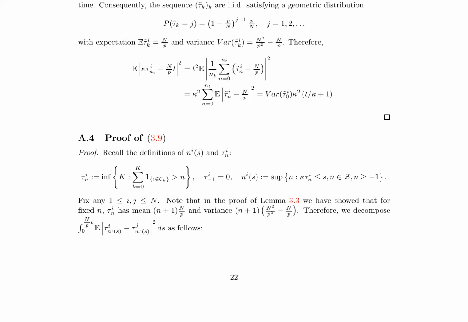In the proof of 3.9, the authors recall the definitions of N_is and tau_in, and decompose the integral of the expectation of the squared difference between tau_{i N_is} and tau_{j N_js} into a sum of expectations. They then utilize the results from the proof of Lemma 3.3 to establish an upper bound on this integral.